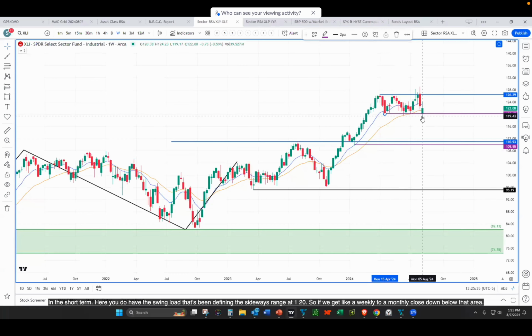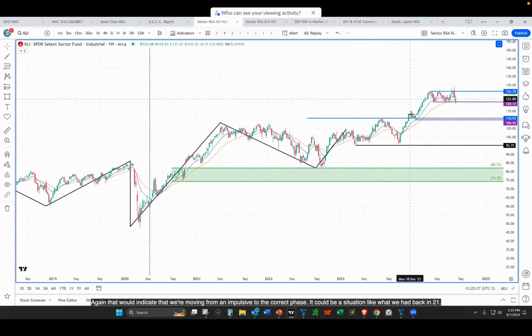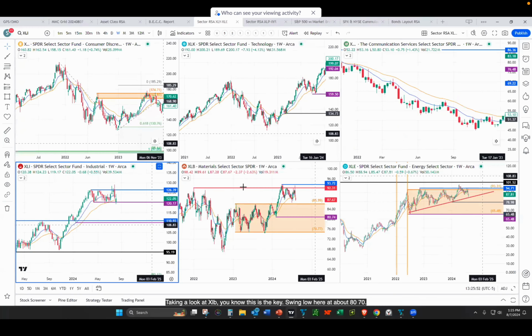So if we get a weekly to a monthly close down below that area, again, that would indicate that we're moving from an impulsive to a corrective phase. It could be a situation like what we had back in 2021 going into 2022. You'll actually notice that this went sideways for almost an entire year before finally breaking down.